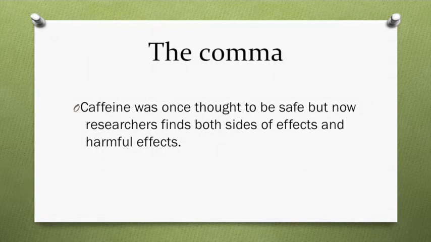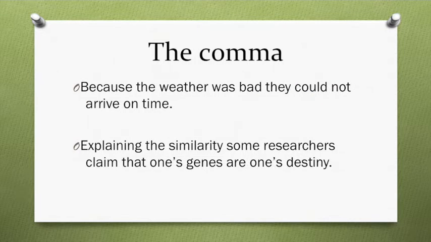Look at the example. There are two main clauses. When you link two main clauses with a conjunction but, you should use a comma before the conjunction. In the first sentence, you need a comma after a subordinate clause because the weather was bad. In the second sentence, you need a comma after a verb phrase, explaining the similarity.